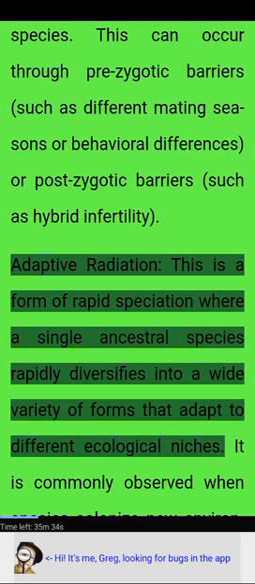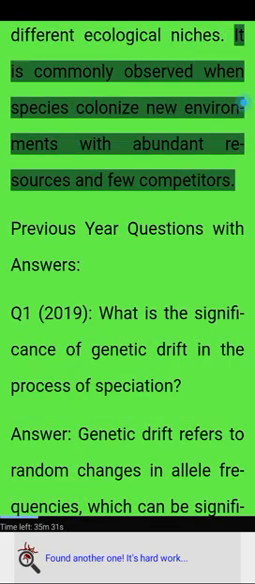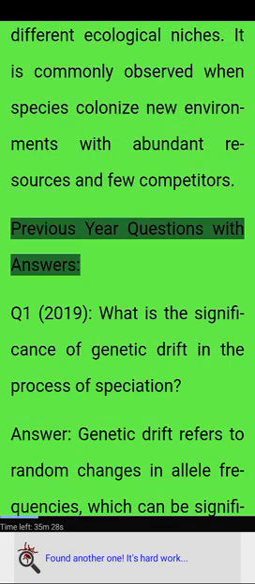Adaptive radiation. This is a form of rapid speciation where a single ancestral species rapidly diversifies into a wide variety of forms that adapt to different ecological niches. It is commonly observed when species colonize new environments with abundant resources and few competitors. Previous year questions with answers.